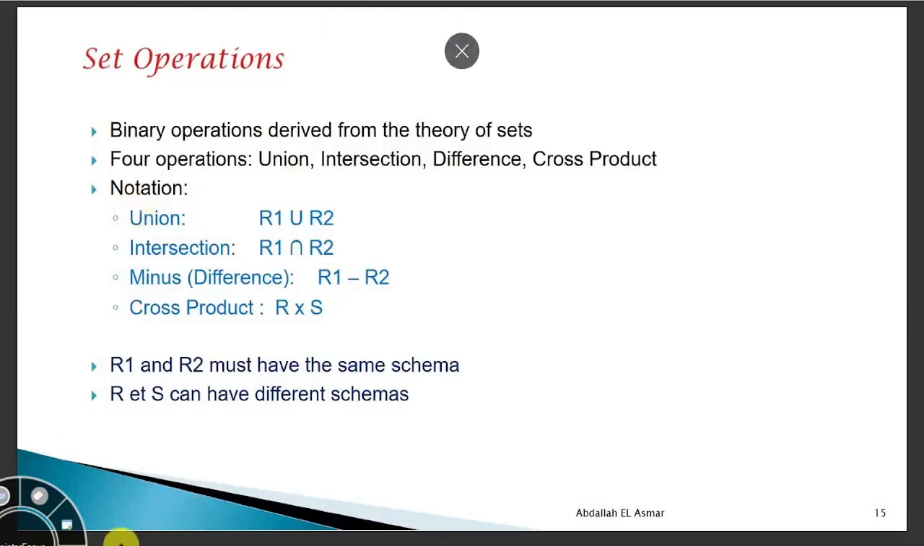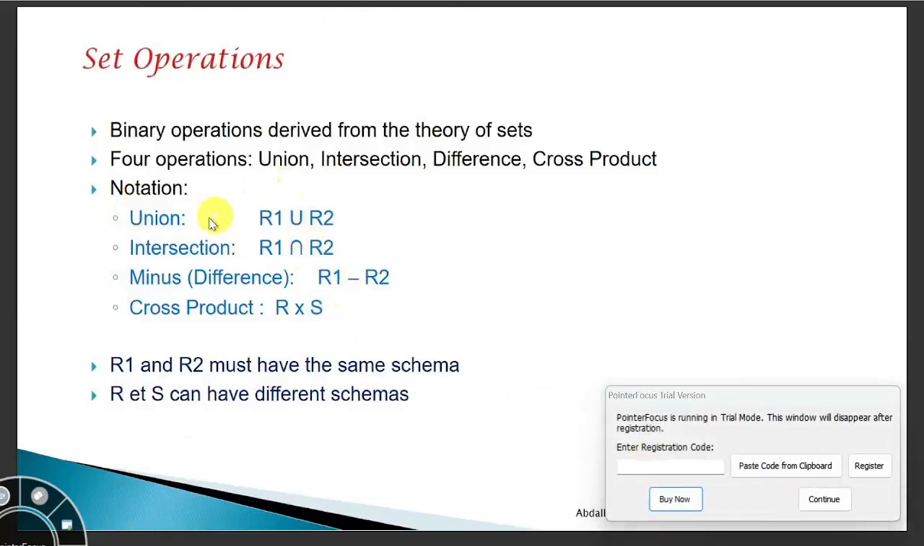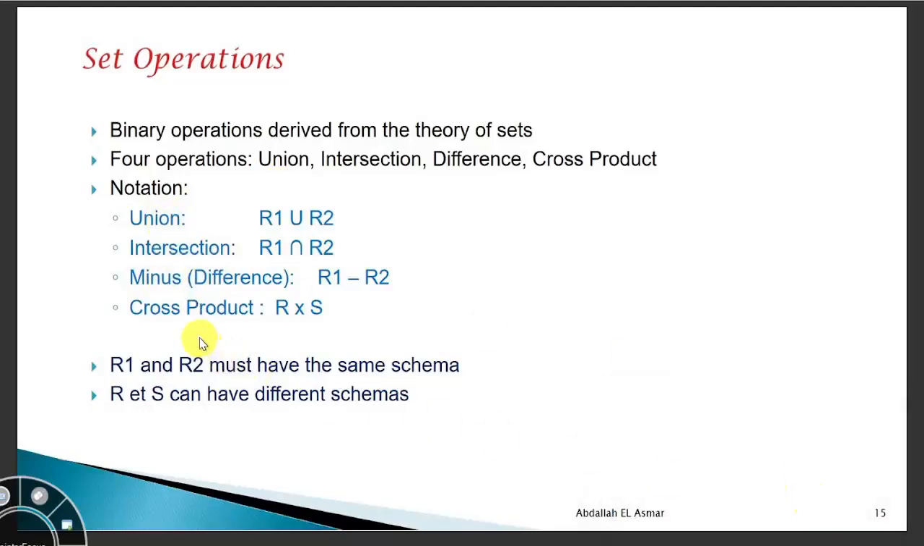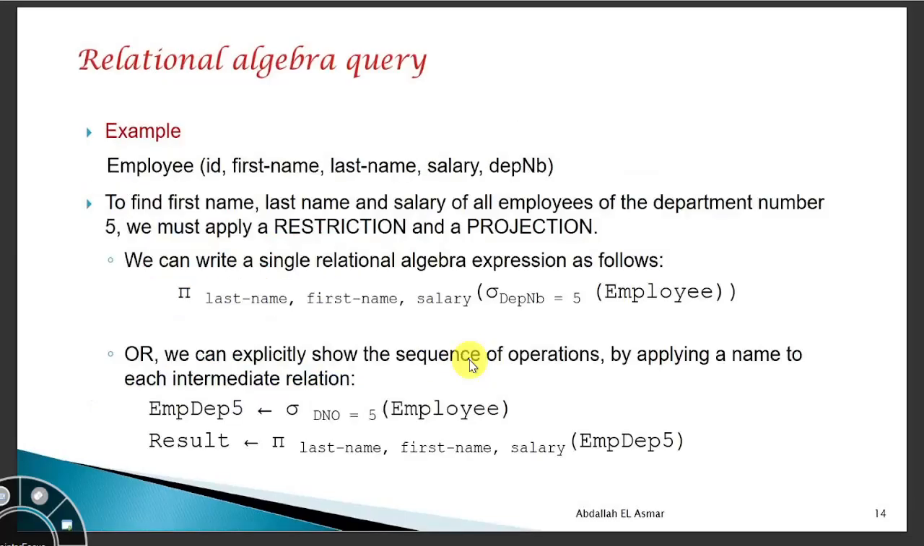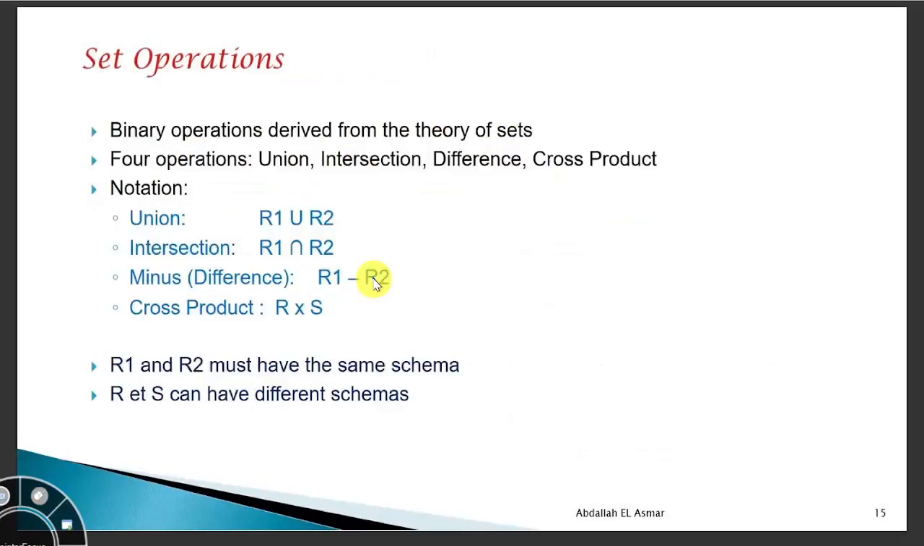Note that in the first three, union, intersection, and minus, R1 and R2 must have the same schema, the same list of attributes. But R and S in the cross product do not necessarily have the same schema. So they can have different schemas in the cross product.